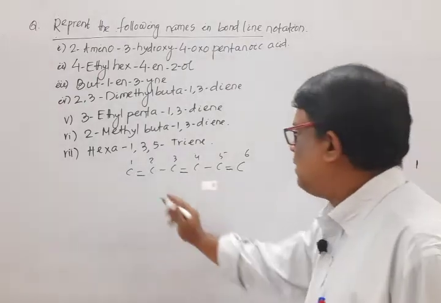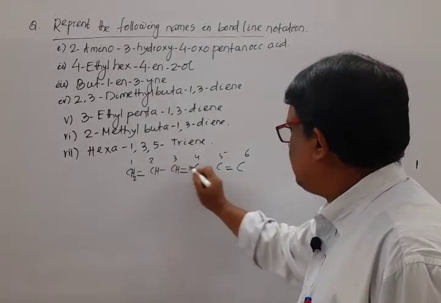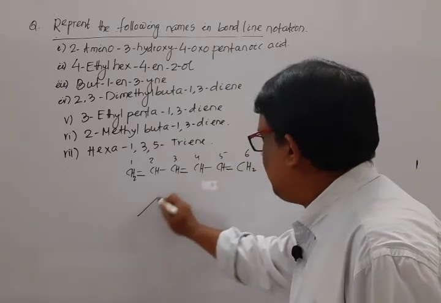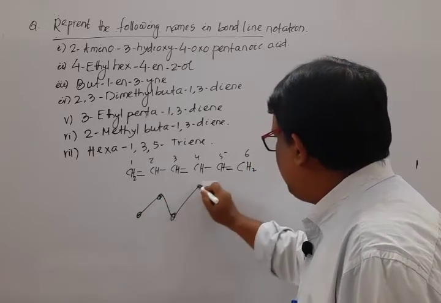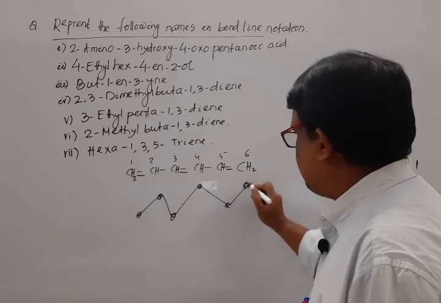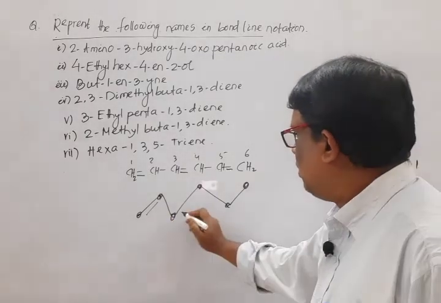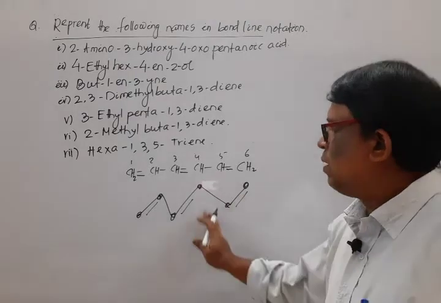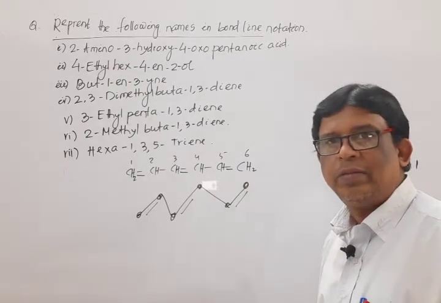Okay. No branching. So CH2, CH, CH, CH, CH, CH2. Mark that: 1, 2, 3, 4, 5, 6. Of the 6 carbon atoms, there is a double bond at position 1, at position 3, and at position 5. So it is hexa-1,3,5-triene.